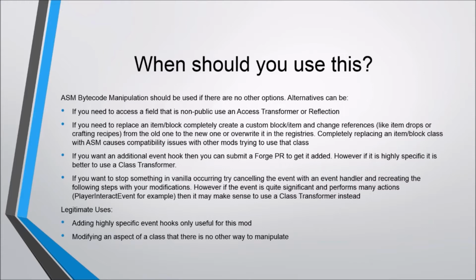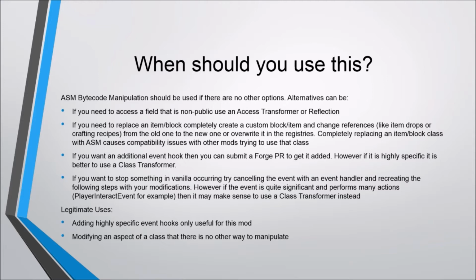If you want an additional event hook, then you could submit a Forge PR to get it added. However, if it is highly specific, it is better to use a class transformer. If you want to stop something in vanilla occurring, try cancelling the event with an event handler and recreating the following steps with your modifications. However, if the event is quite significant and performs many actions, such as the player interact event, then it may make sense to use a class transformer instead.